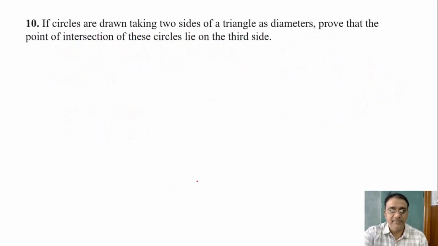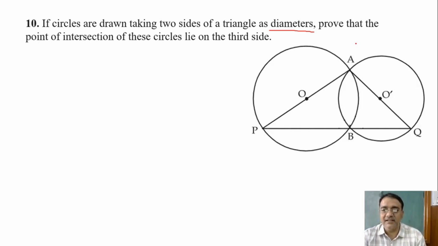No, sir. Okay. So now 10th question. Now this question is a very good question. If circles are drawn taking two sides of a triangle as diameters, prove that the point of intersection of these circles lie on the third side. अगर किसी भी ट्राइंगल का दो साइड में हम लोग अगर सर्कल्स ड्रॉ करते हैं डायमीटर लेके, so the both circles will intersect at the third side, that we have to show.